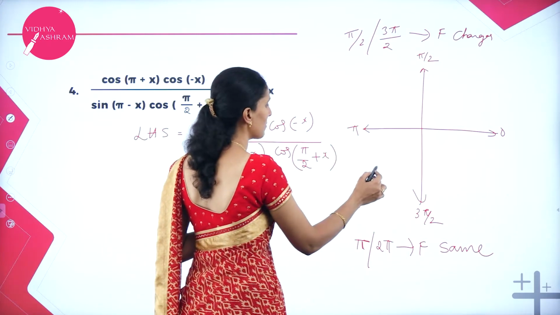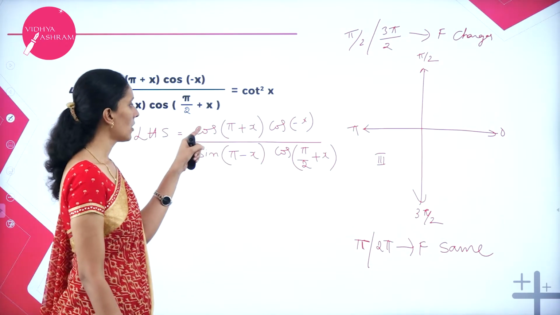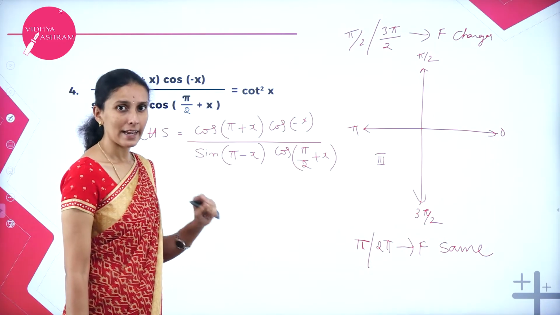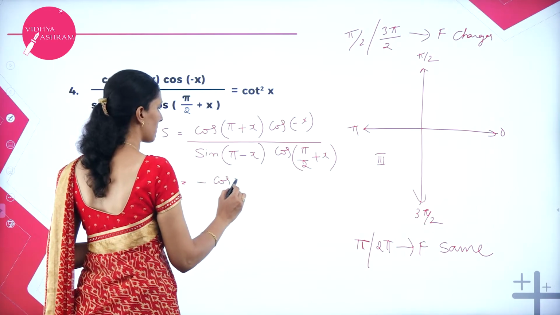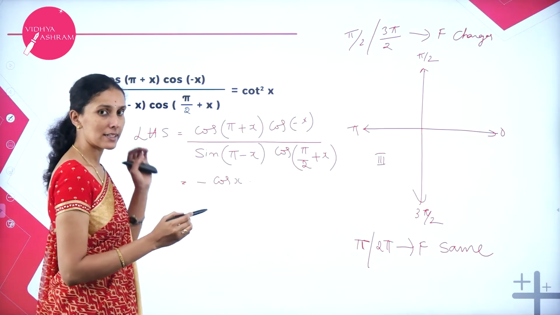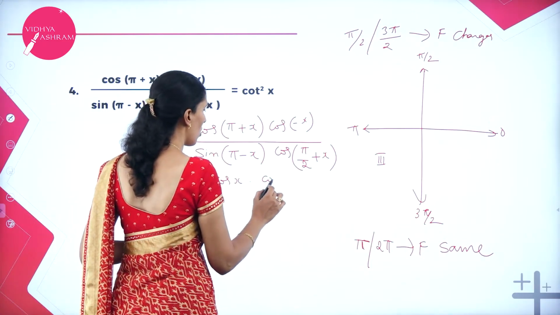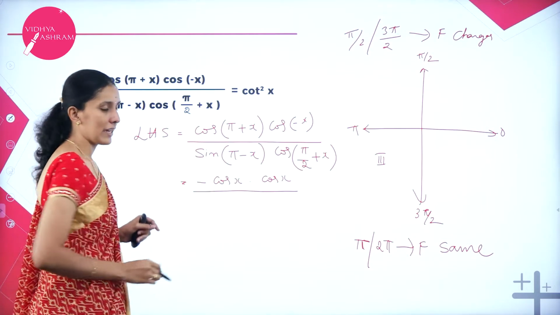Now cos(pi plus x). Pi plus x means it lies in the third quadrant. In the third quadrant, cos is negative, so I'll write this as minus cos x. What is cos of minus x? Cos of minus x is always positive. That is cos x.